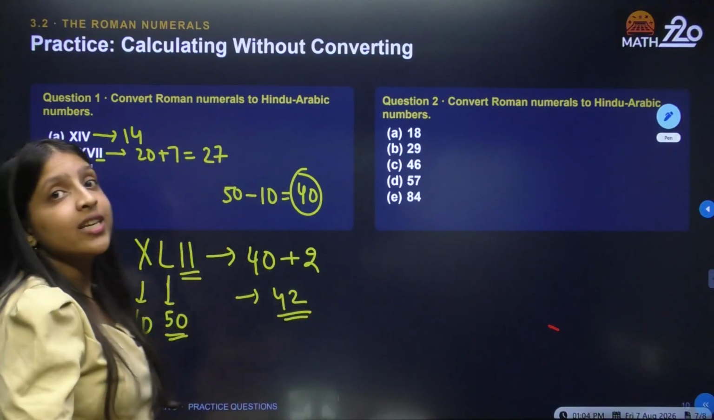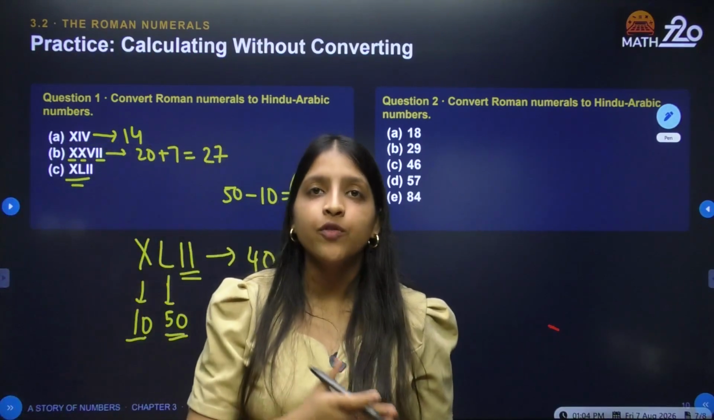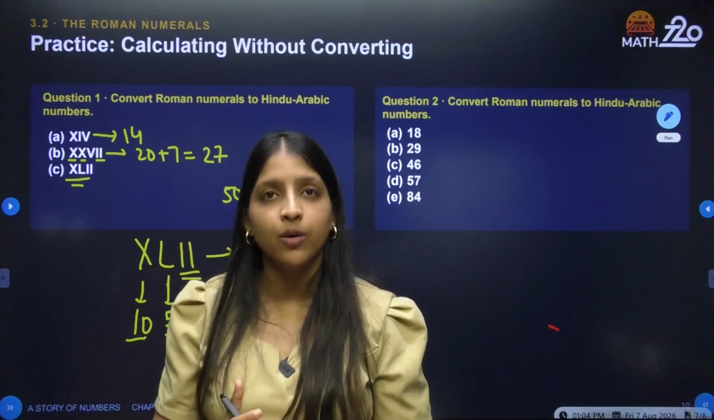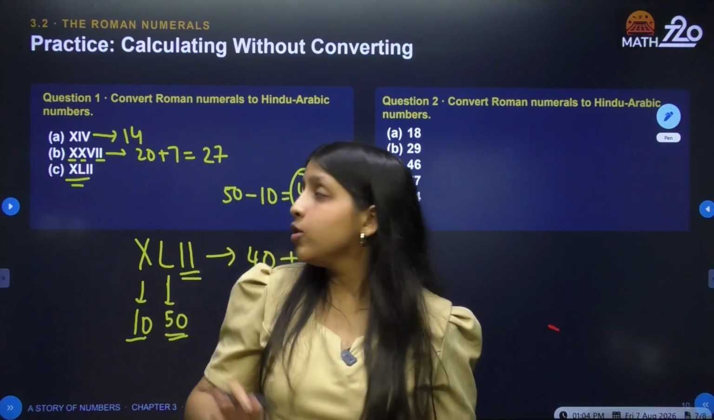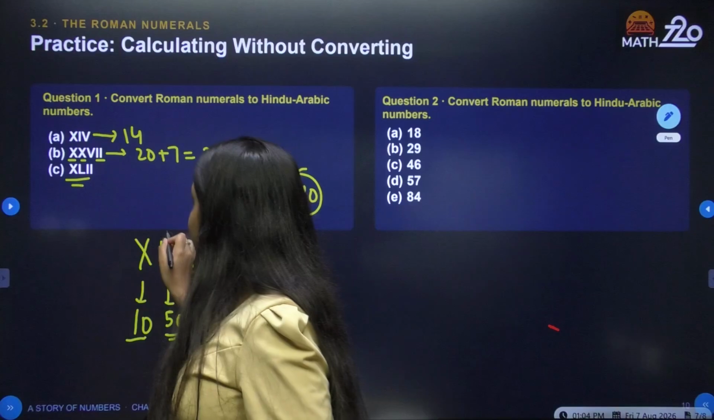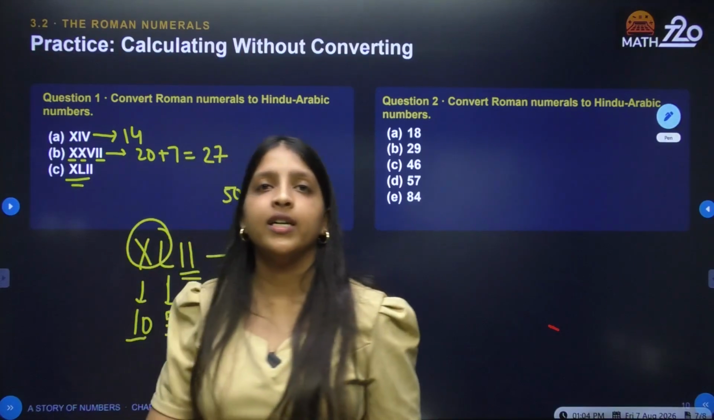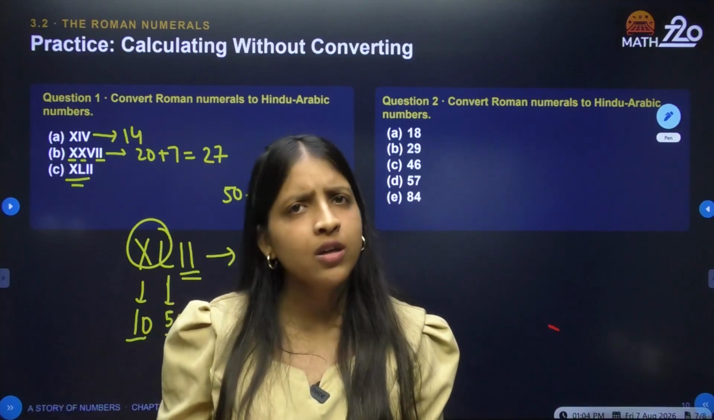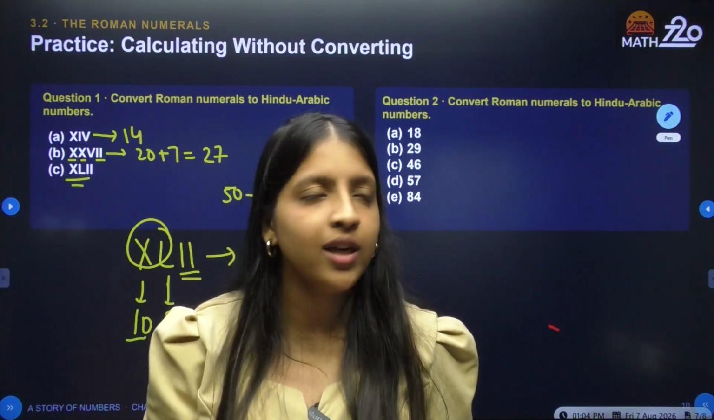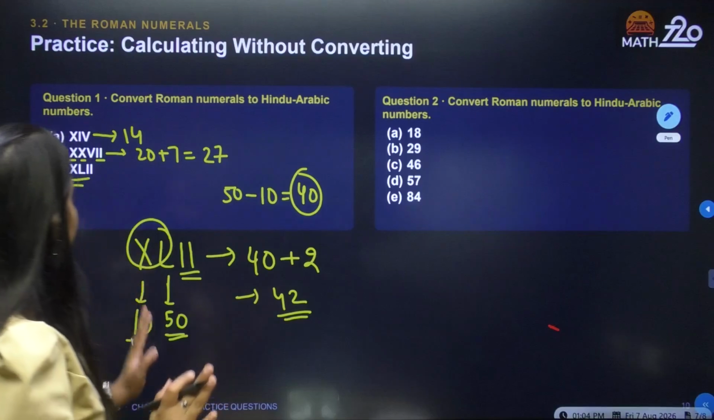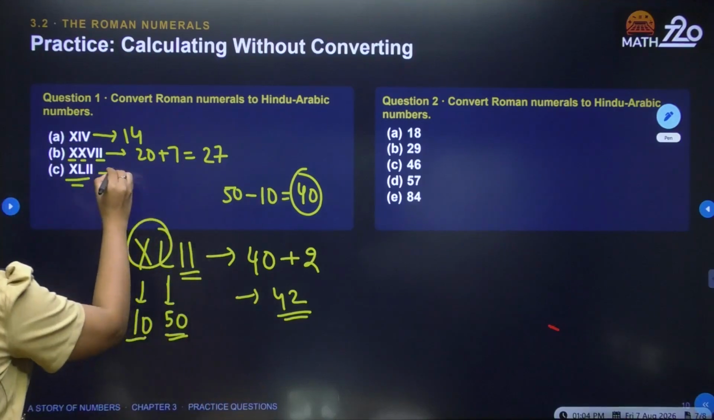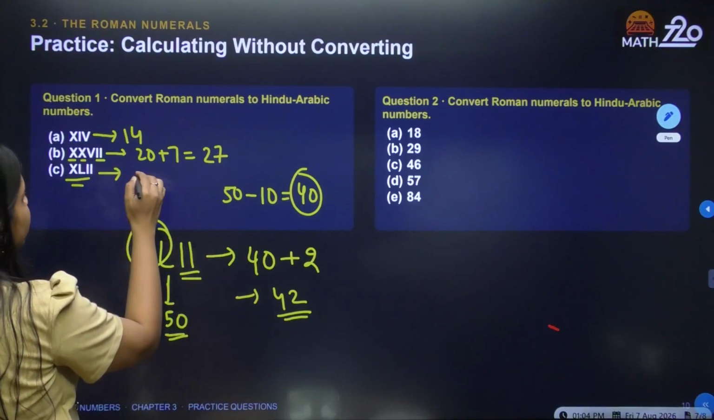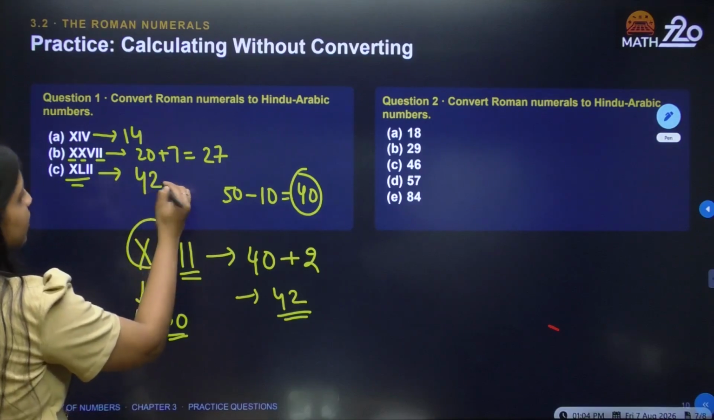Guys, we have to subtract only when our first number is small and the second number is big. So that's the reason you always have to observe whether your first number is smaller or greater. If it is small, please subtract them; if greater, we will use the normal format that we are using. So this converts into the Hindu Arabic number. This is 42.